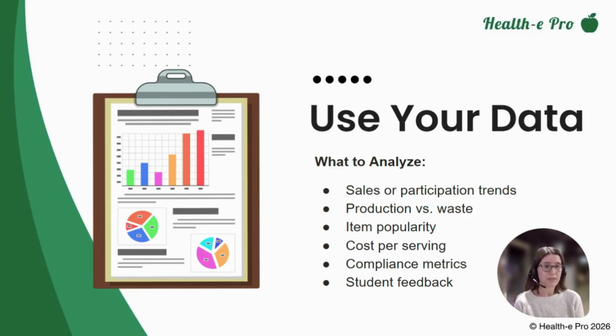So the first step is to look at your data. The best place to start is with data that you already have. So if you already have your participation numbers, you already have your production records, those are great places to start. You can look at menu item popularity. You can look at your cost per servings. If you have menu compliance issues, you can look at those. And a great one is student feedback. So if you haven't done any focus groups, that might be a good place to start as well.